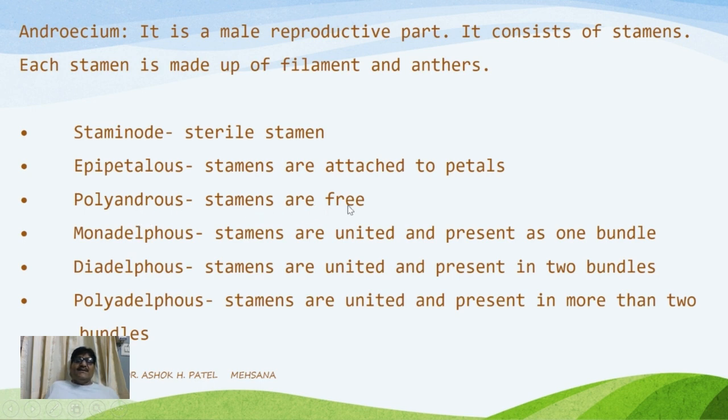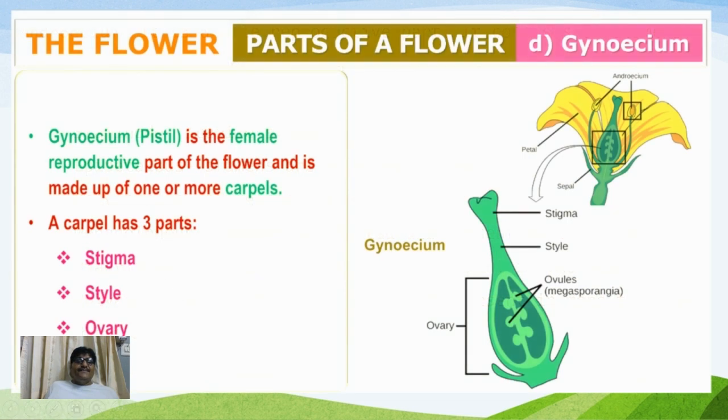Epipetalous means the stamens are attached to the petals. Polyandrous means the stamens are totally free. Monodelphous, having one bundle. Diadelphous, having two bundles, one separate and another separate. And polyadelphous means more than two bundles. That means the various types of arrangement of the stamens in the androecium.